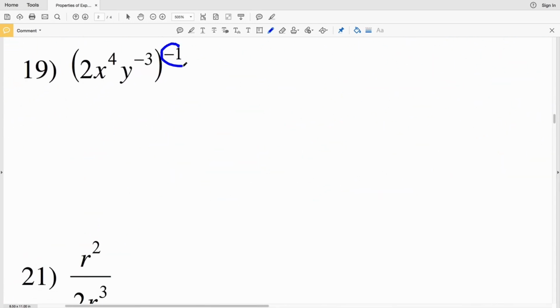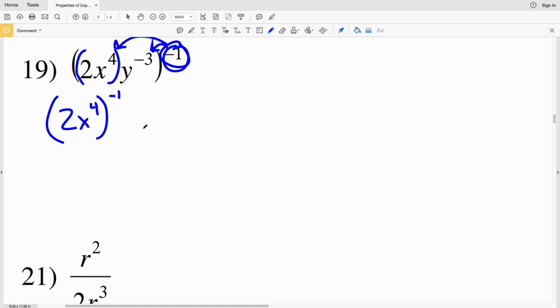In number 19, again, I'm raising this to the negative 1. However, I'm going to distribute this negative 1 to two separate quantities as opposed to 3. So I'll have 2 times x to the 4th, raising that to the negative 1. So you see I didn't split it up and distribute it to the 2 and x to the 4th. I just distributed it to the positive terms first, and then I'll also distribute it to y to the negative 3rd. So it'll be y to the negative 3rd to the negative 1st. Now I did this because my exponent here was negative, whereas my exponent here and here is positive.